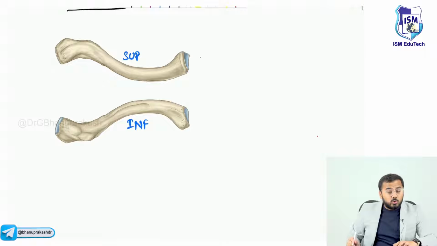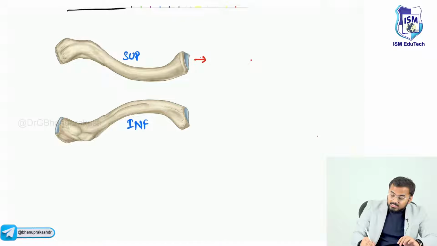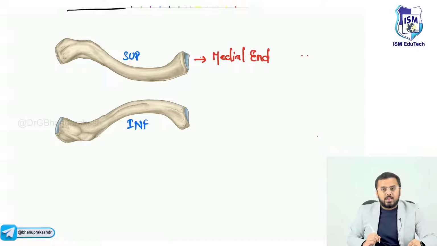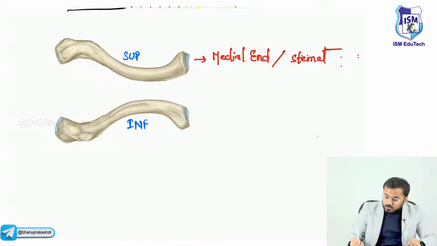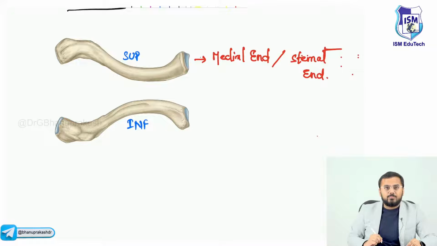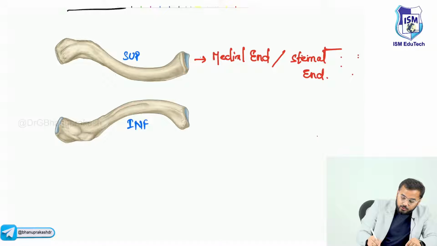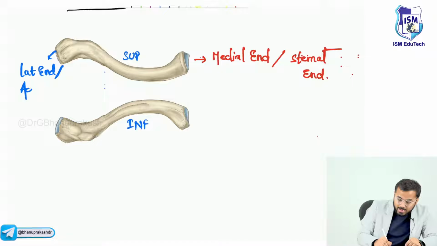And what did I just tell you? I told you that this end of the clavicle is called the medial end. Okay, this end of the clavicle is called the medial end of the clavicle. Medial end is also attached to what? Medial end is attached to the sternum. So can I call it a sternal end? This is also called a sternal end. Okay. In the same way, if you look at this part over here, this is called the lateral end, right? Or it is also called the acromion end.